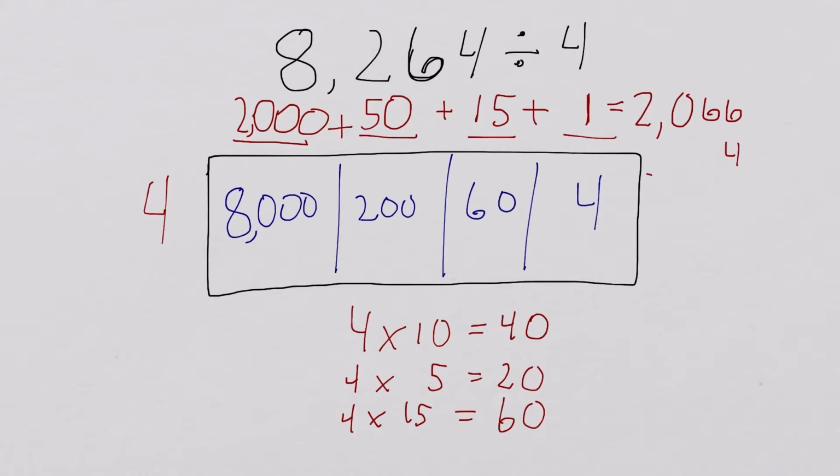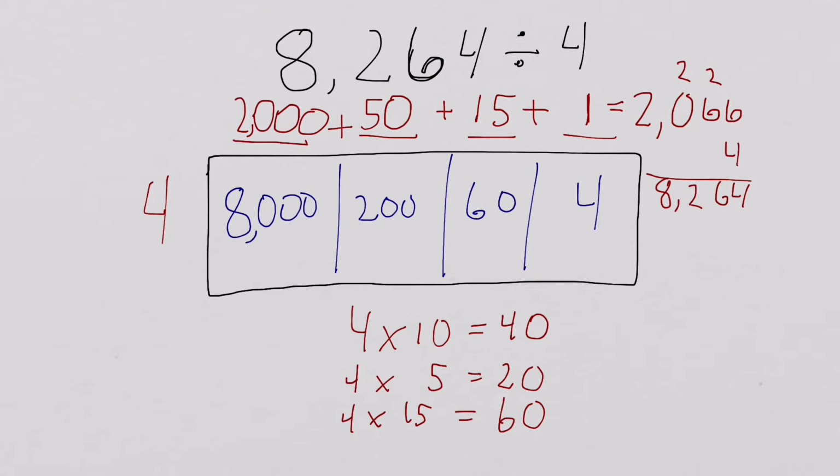2,066 times 4. 4 times 6 is 24, carry the 2. 4 times 6 is 24 plus 2, so we get 26, carry the 2. 4 times 0 is 0 plus 2, which is 2. And then 4 times 2 is 8. This number matches our dividend, and since it does, we've done it correctly. Huzzah!